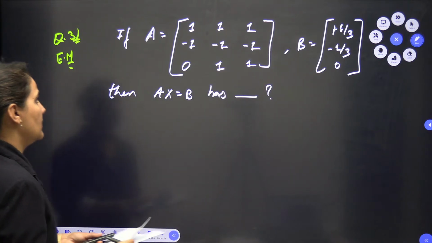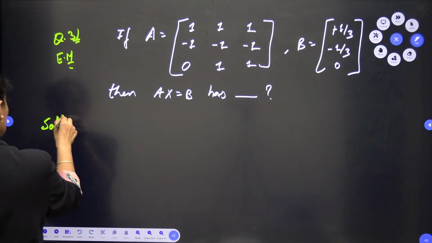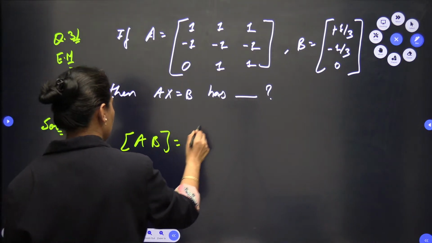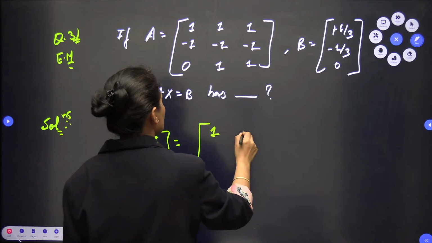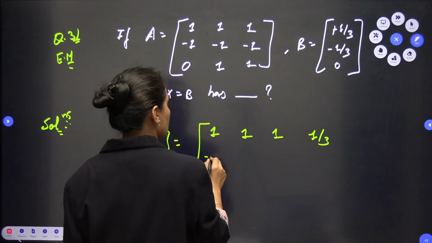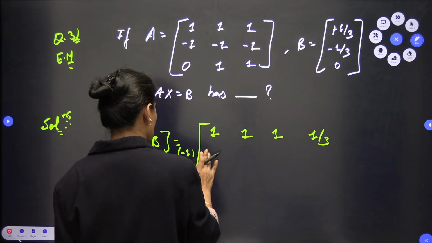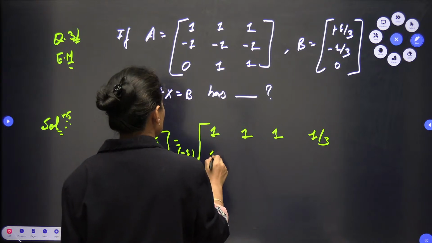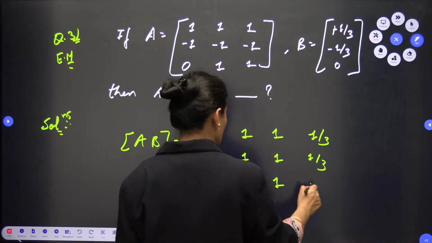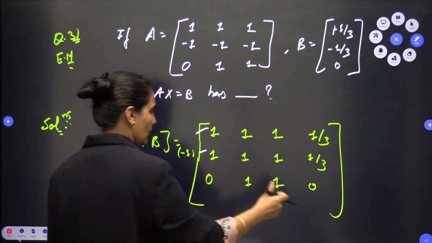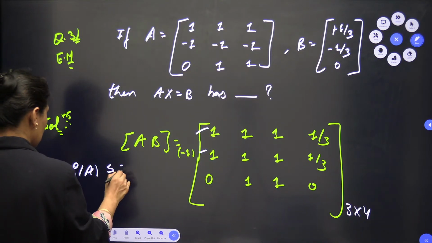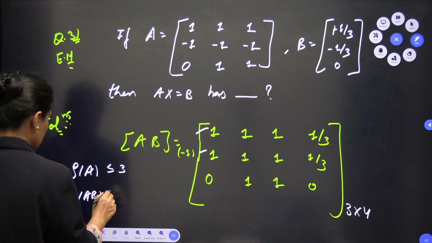So let's solve. First of all, the basic question we can solve here using the rank. So let's write down the augmented matrix AB, and I think in one line we can solve this question. 1 1 1, this is 1 by 3, this is minus 1, I want to take minus 1 outside. So this is 1 1 1 and 1 by 3, this is 0 1 1 and 0. I can see here the order is 3 cross 4, so rank of A is less than or equal to 3, rank of AB as well.